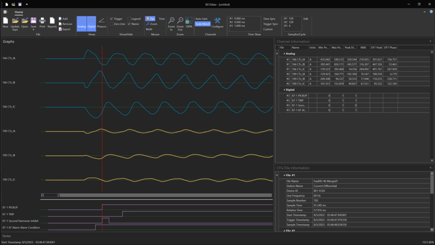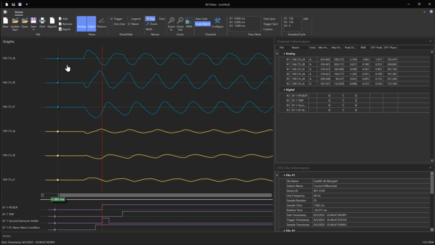In this one, we're going to be looking at the basics of virtual channels. Virtual channels allow us to do math and other functions on analog signals in order to create and recreate algorithms that are in protective relays such as the BE1 flex and see other things in the power system.